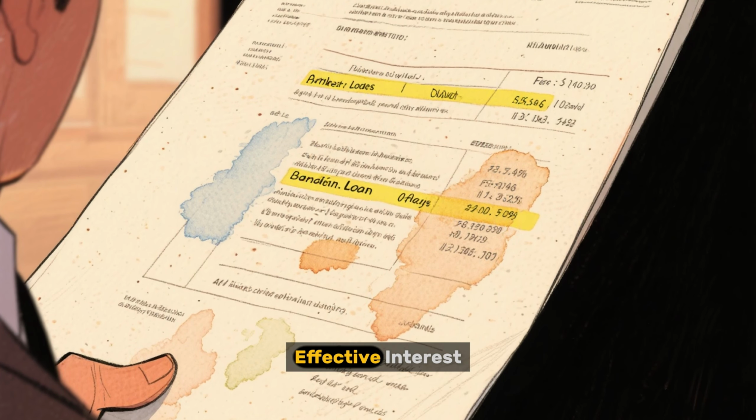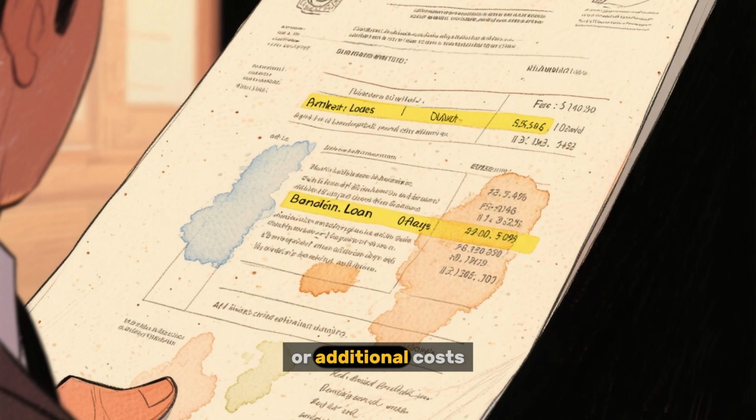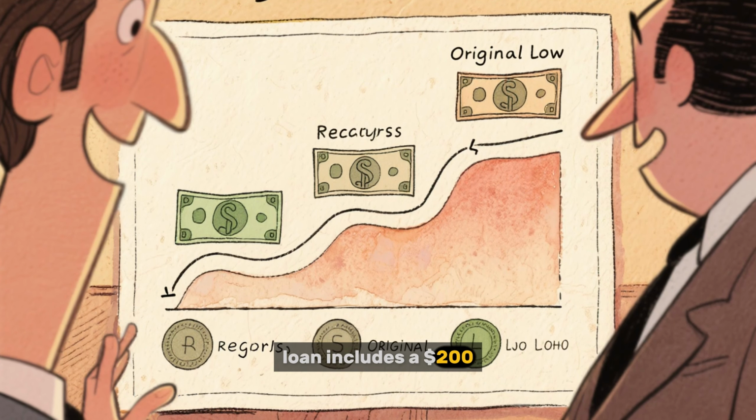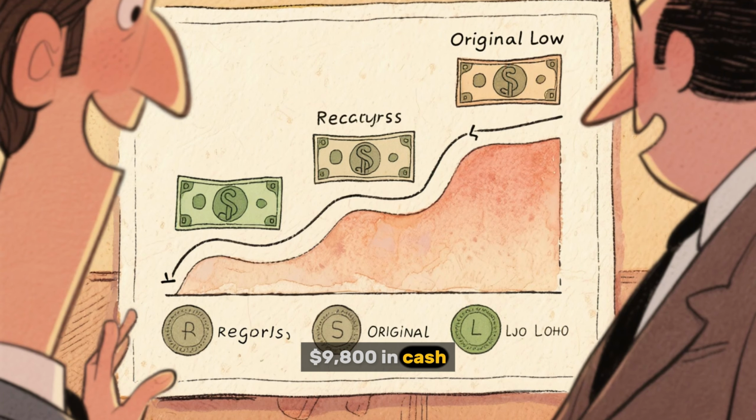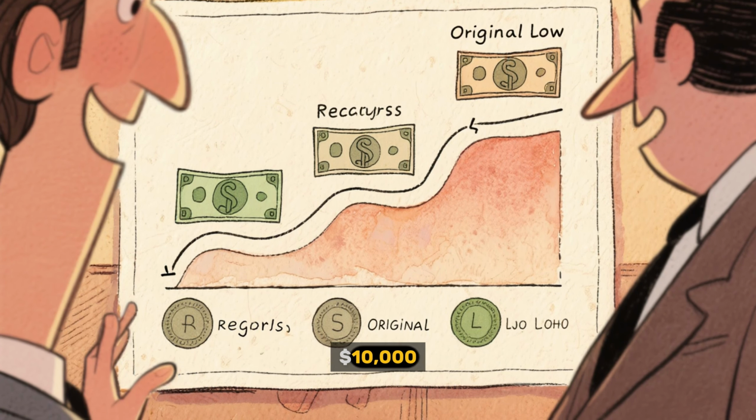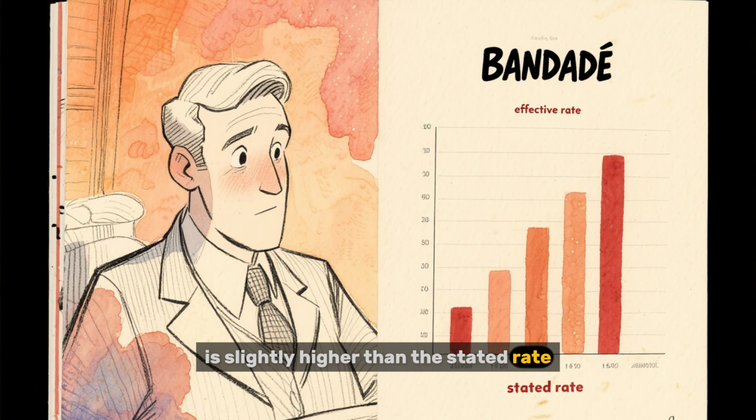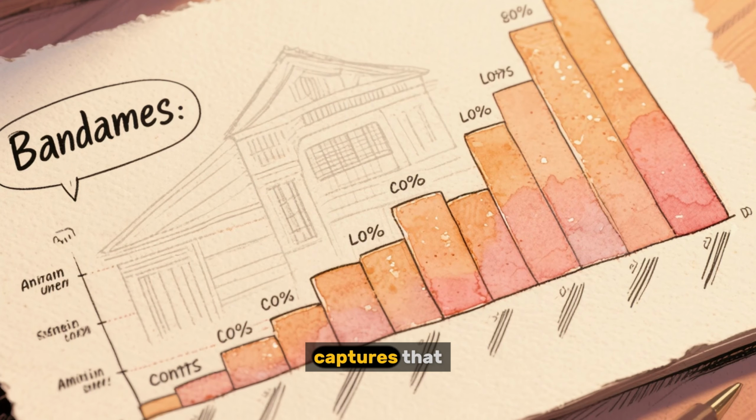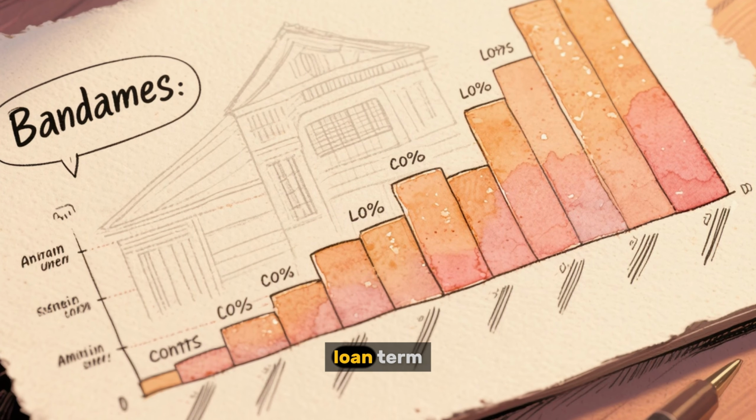Another important use for the effective interest rate method is when loans include fees, discounts, or additional costs. For example, if a $10,000 loan includes a $200 processing fee, you technically receive only $9,800 in cash, but you still owe interest on $10,000. The effective rate, therefore, is slightly higher than the stated rate, because you're paying interest on money you didn't fully receive. This method captures that nuance automatically, spreading the real cost of borrowing over the entire loan term.